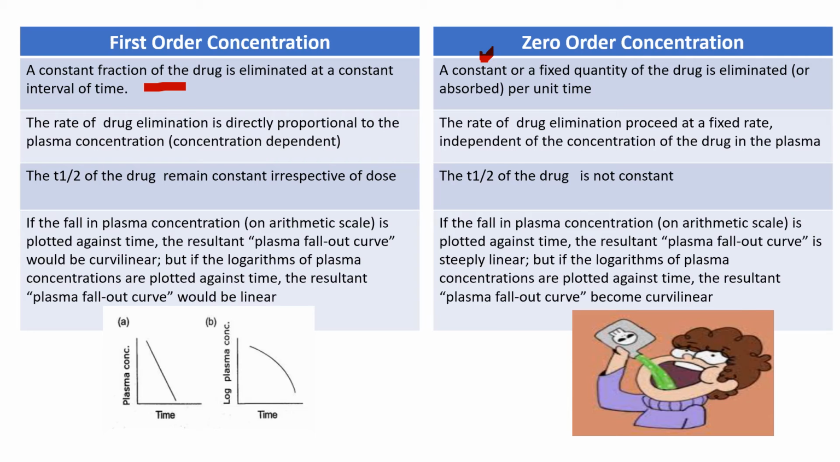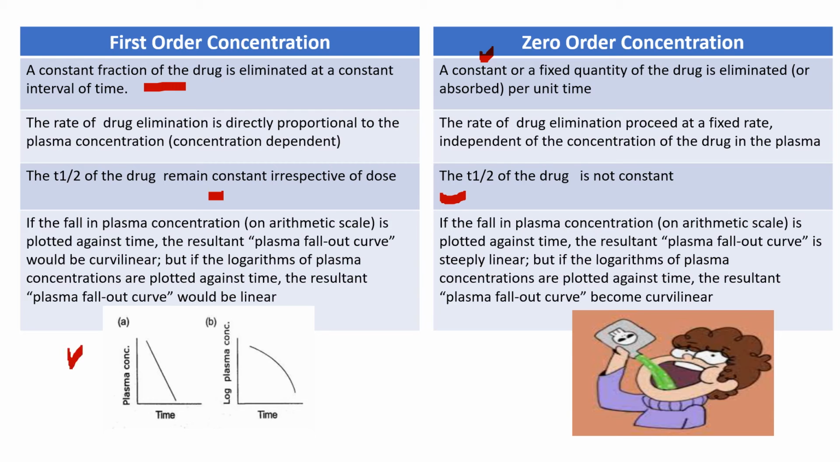Regarding first order, the rate of drug elimination is directly proportional to the plasma concentration. In zero order, the rate of drug elimination proceeds at a fixed rate. The half life of the drug remains constant irrespective of dose in first order, that is like 50%, because of the constant fraction. In zero order, the half life of the drug is not constant. If the falling plasma concentration is plotted against time, the resultant plasma curve will be curvilinear. But if the logarithm of plasma concentration is plotted against time, the resultant curve will be linear.